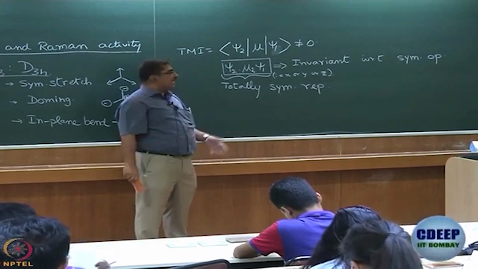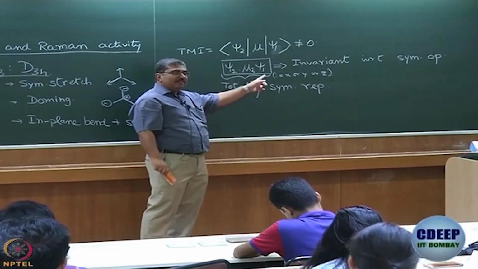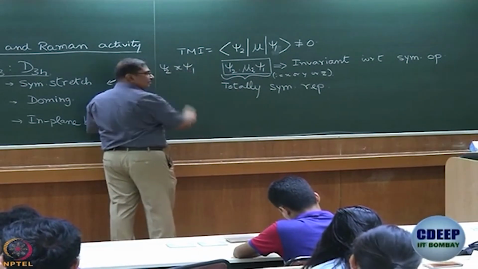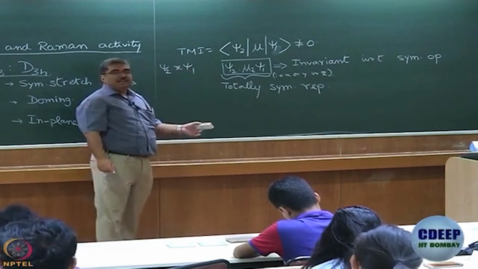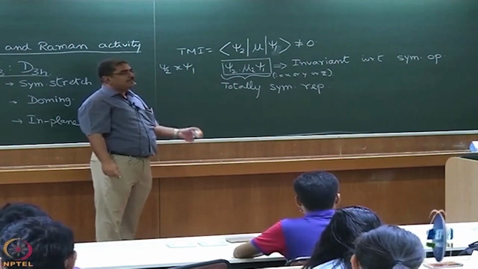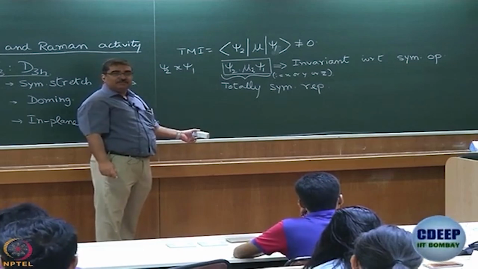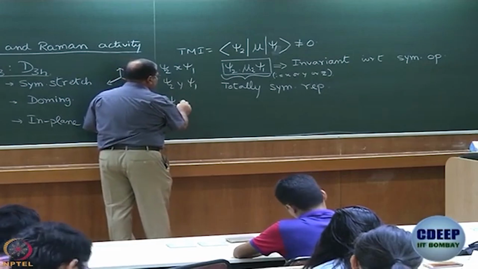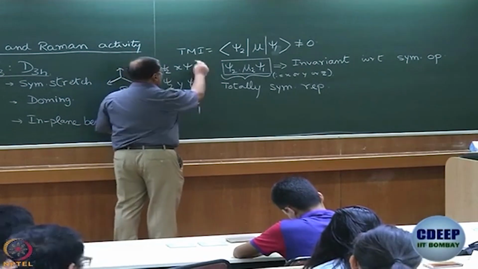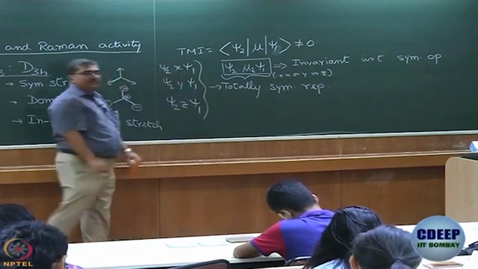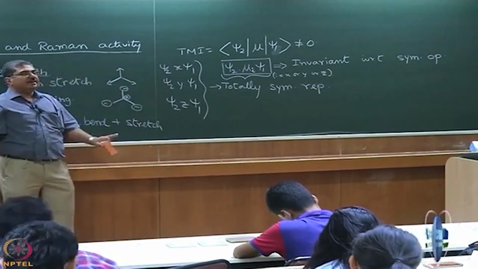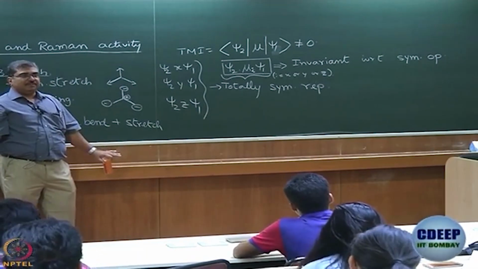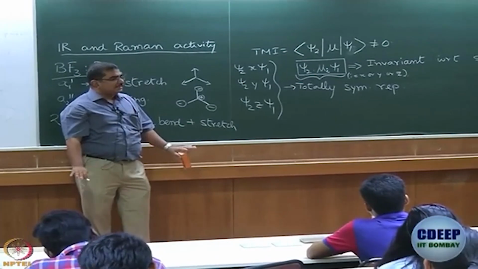Similarly, what we are trying to say is that this triple product we can write as something like psi 2 x psi 1. If psi 2 x psi 1 belongs to the totally symmetric representation, then the transition moment integral will be non-zero. Or if psi 2 y psi 1, or if psi 2 z psi 1 belongs to this totally symmetric representation. That is the condition for the transition moment integral to be non-zero. Alright? Do we agree with this?